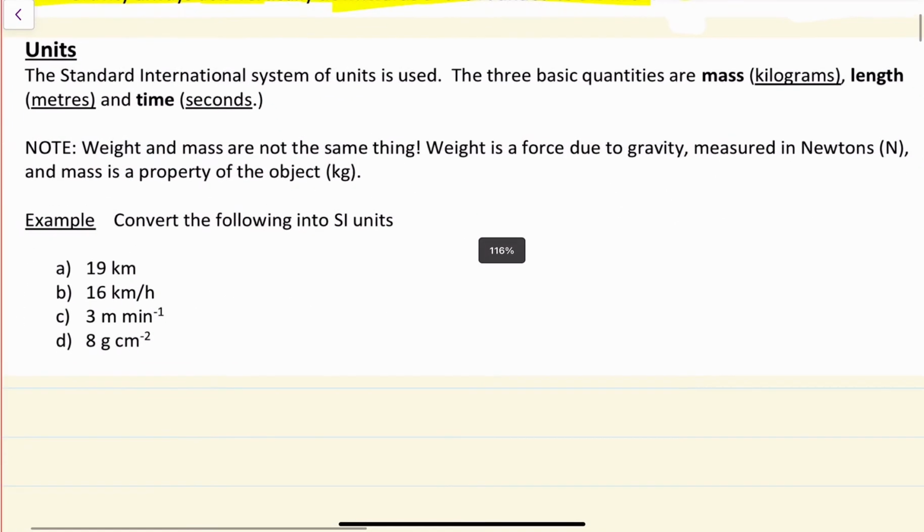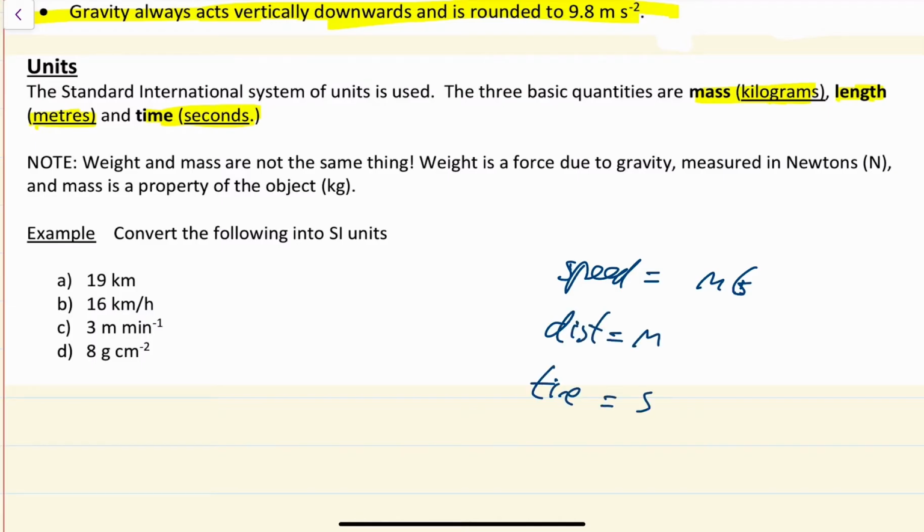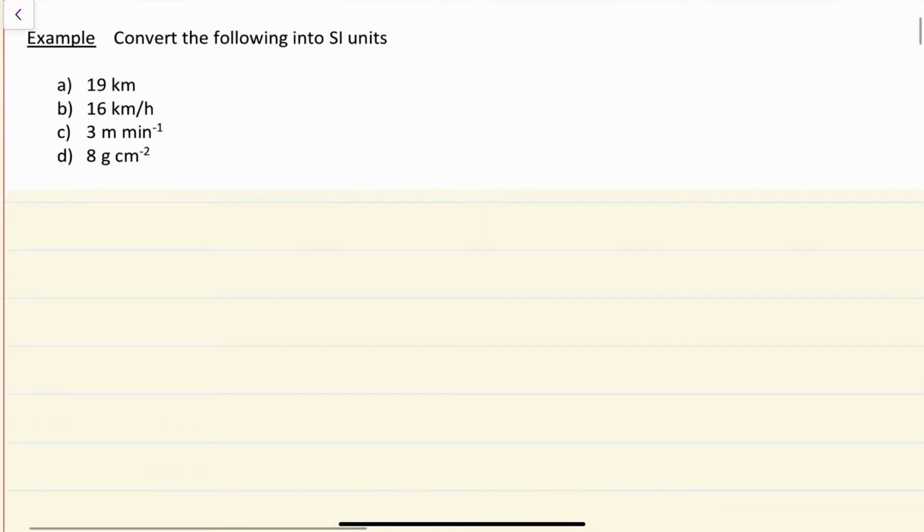We're going to look at units, and we're going to use what's called the SI units, the Standard International System. The three basic quantities are that mass is measured in kilograms, length is measured in meters, and time is in seconds. So you've got to be consistent with your units. For example, if your speed is in meters per second in a question, your distance needs to be in meters, and your time needs to be in seconds. So we're going to look at 4 wee examples here and how we convert the following to SI units.